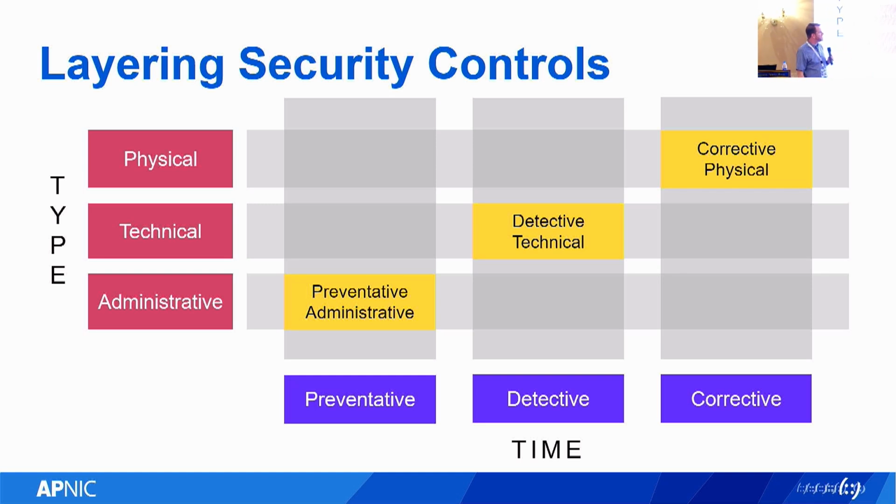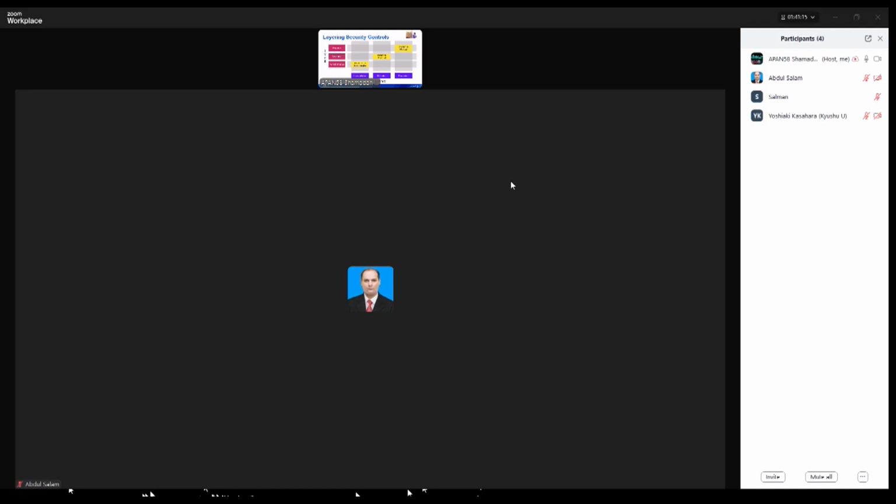In the middle one, we have detective and technical. This is an easy one. What is a common detection type of system? An intrusion detection system. So your IDS would perfectly fit as something to detect an incident. We're not preventing it from happening, but we're detecting when it actually does happen.